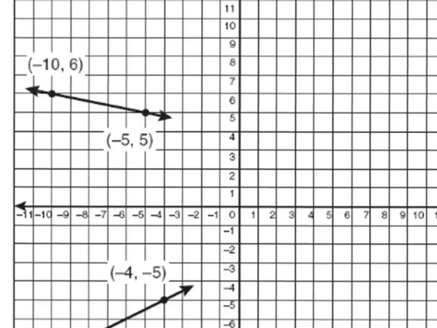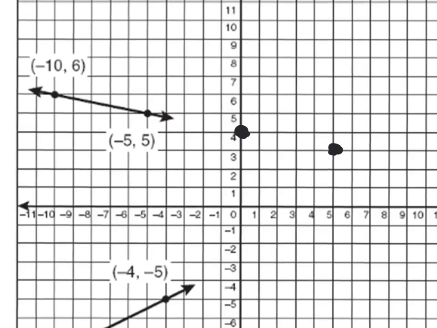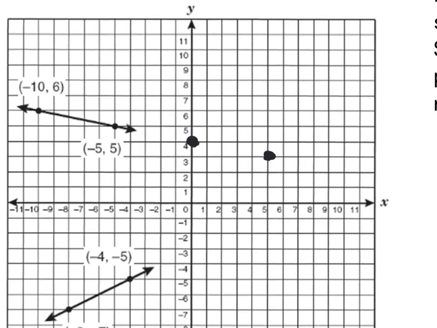So I'm going to do that again. I'm going to go down 1 and right 5. And that's my next point. And do it again. Go down 1 and right 5. And do it again. And we do it as many times as we possibly can. That's as far as I can go. So that would be the rest of my line. If I were to continue my line out, this is what it would look like.